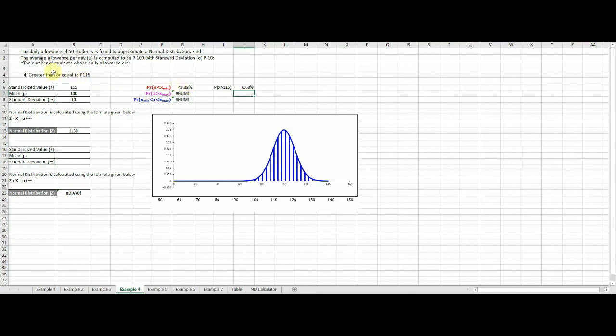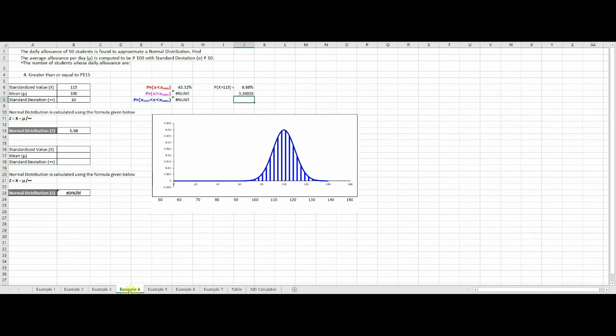Since we're talking here about the number of students, what are we going to do? We're going to multiply the probability of greater than or equal to 115. Therefore, we will have 3.3 students. Since we do not have half students, we are going to round this off. So therefore, there are 3 students whose allowance is greater than 115.